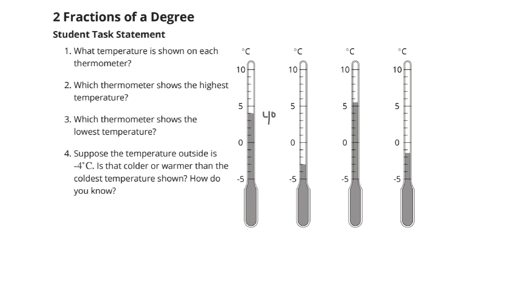B, or we call it thermometer B, I suppose. Here we're at 0, but counting down, we're at negative 1, negative 2, negative 3. So this is negative 3 degrees. And the next one looks like we're in the positives again, but this time we're in between 5 and 6, so this must be around 5.5 degrees.